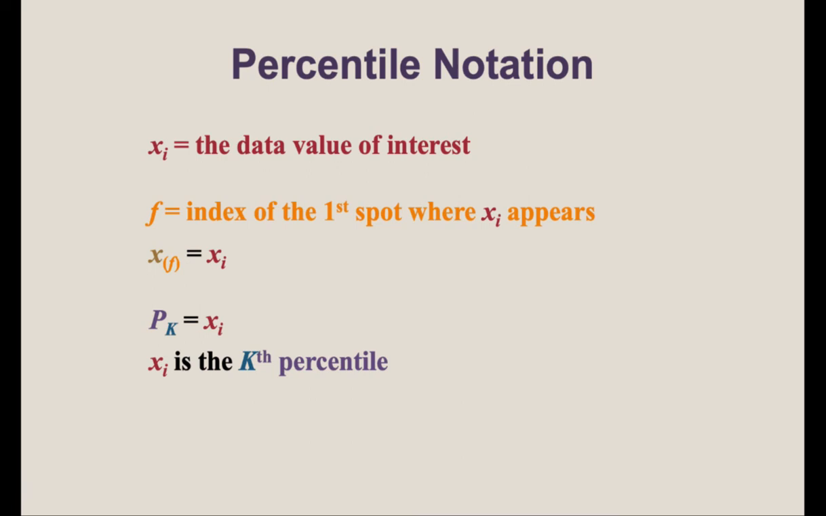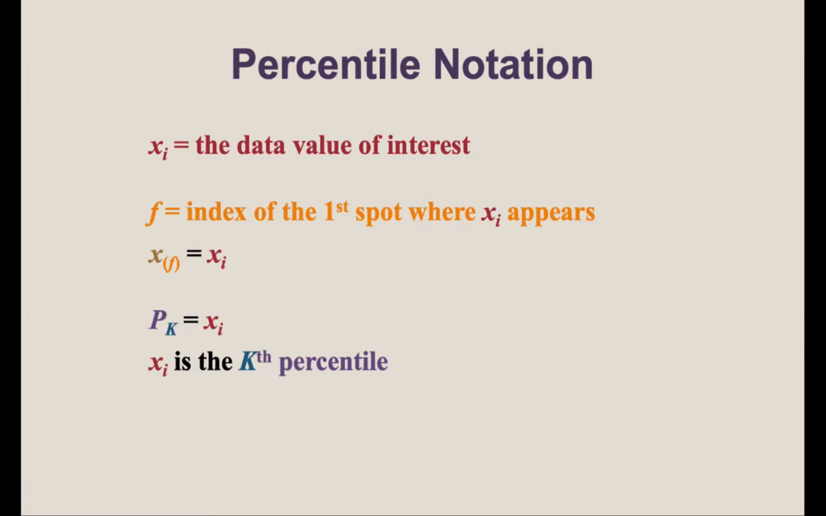So let's summarize the protocol. Given the value X sub i, any value from the ordered data set, where i can be 1, 2, 3, up to n, we want to find the value F, the position in the sorted data set where X sub i first appears. So we have F for the first spot where it appears in the ordered data set. This means we can write X sub i equals X sub paren F.